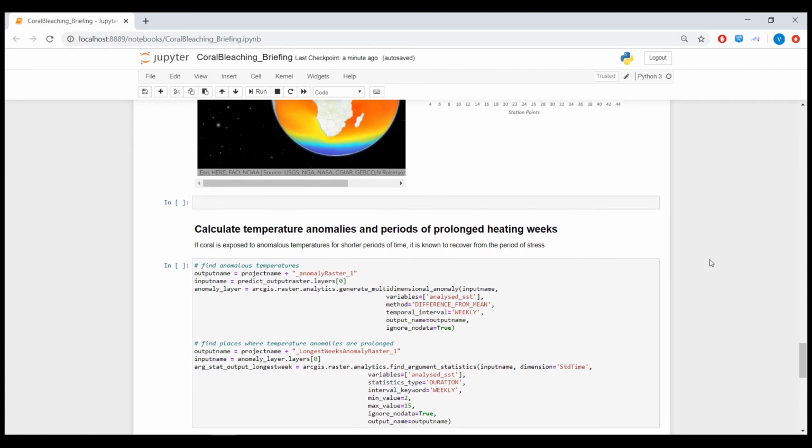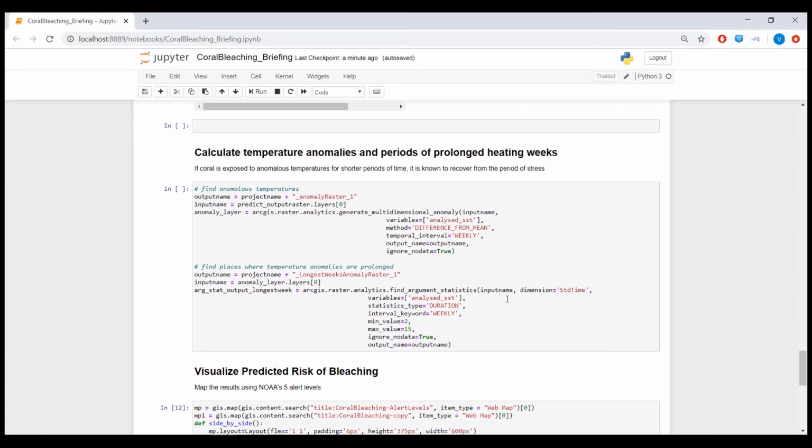If coral is exposed to anomalous temperatures for shorter periods of time, it is known to recover from the period of stress. So we can use the generate anomaly function to find anomalous temperatures. And then we can find where those anomalous temperatures are predicted to occur for extended periods of time.